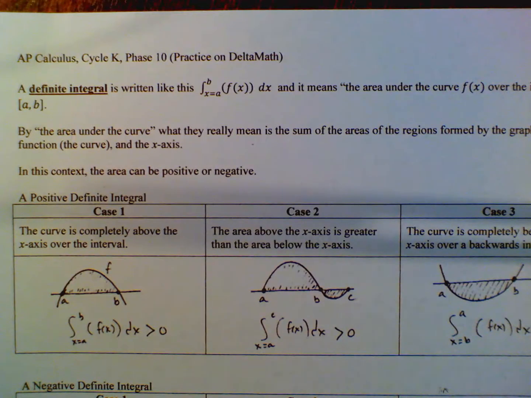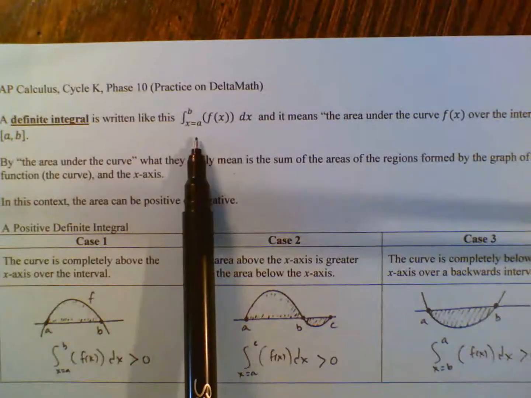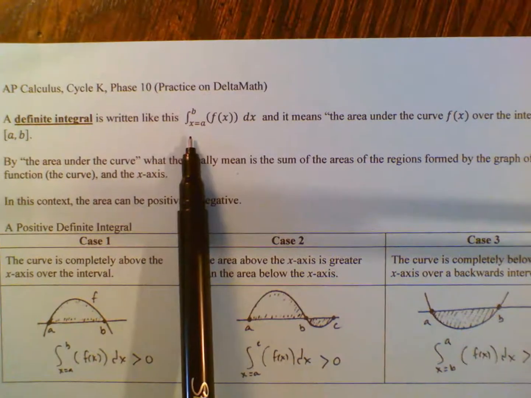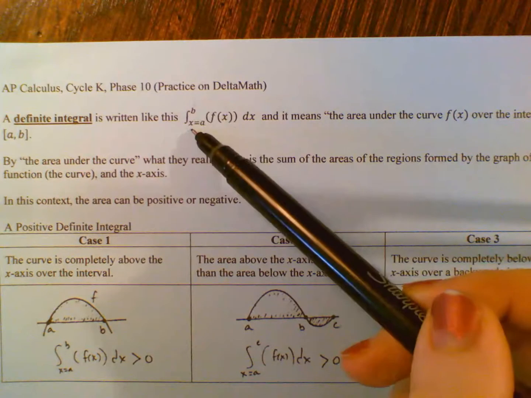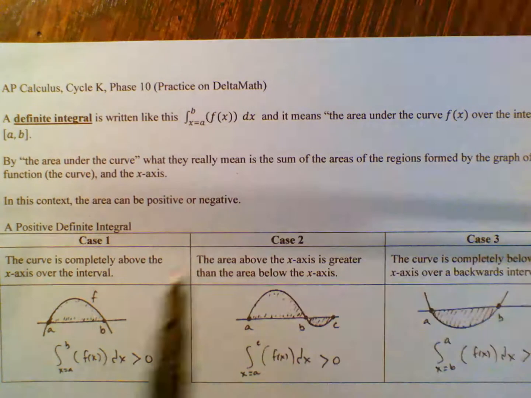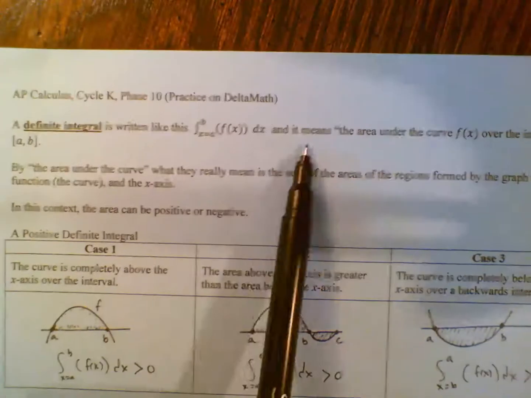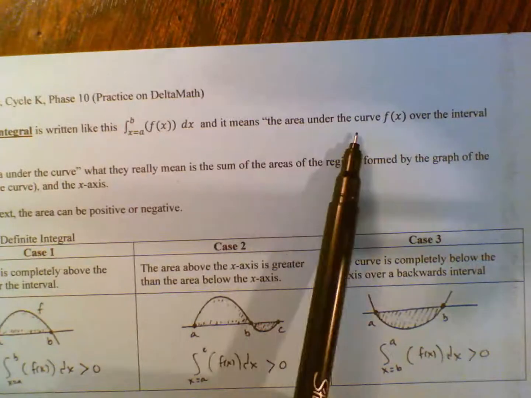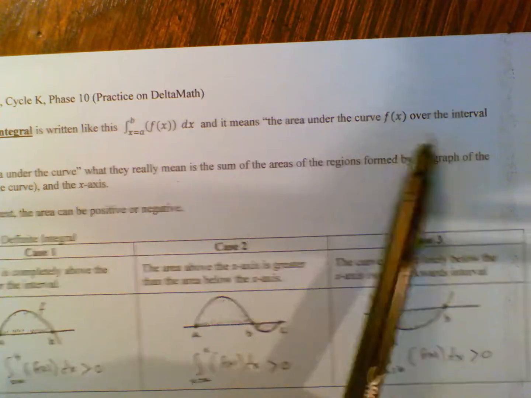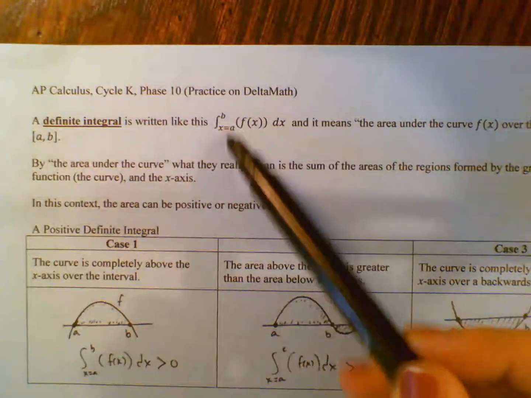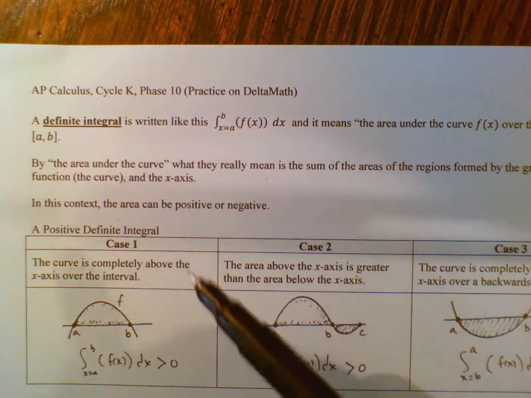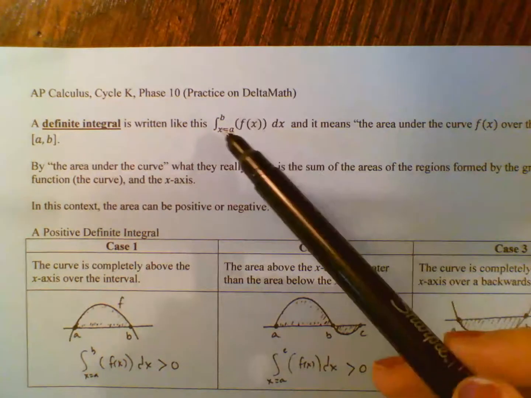Okay, guys, so here is phase 10, and the practice for this is on Delta Math. So a definite integral is written like this. It looks like an antiderivative or a regular integral, except there are numbers on the bottom and top of the integral sign, okay? And what this means is the area under the curve f of x over the interval [a, b]. All right, so whatever the interval is that you want to find the area under the curve of, you put those endpoints there.